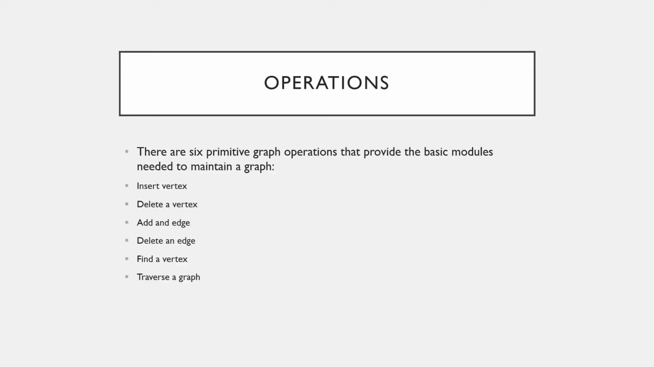Operations. There are six primitive graph operations that provide the basic modules needed to maintain a graph: insert a vertex, delete a vertex, add an edge, delete an edge, find a vertex, and traverse a graph.